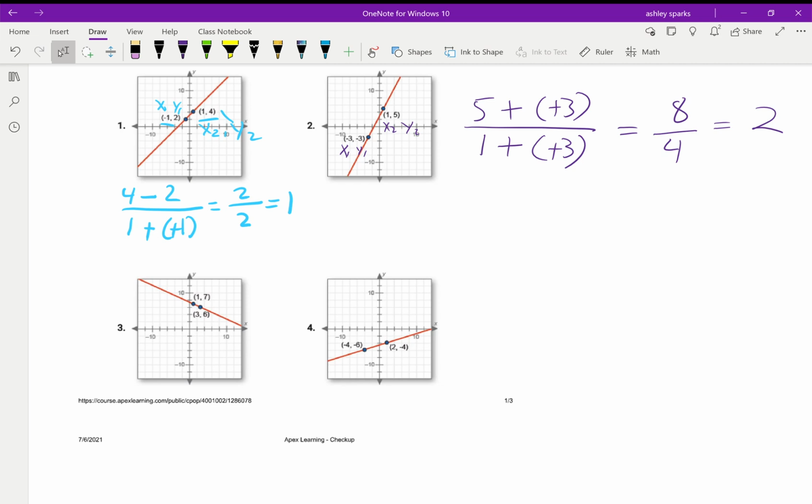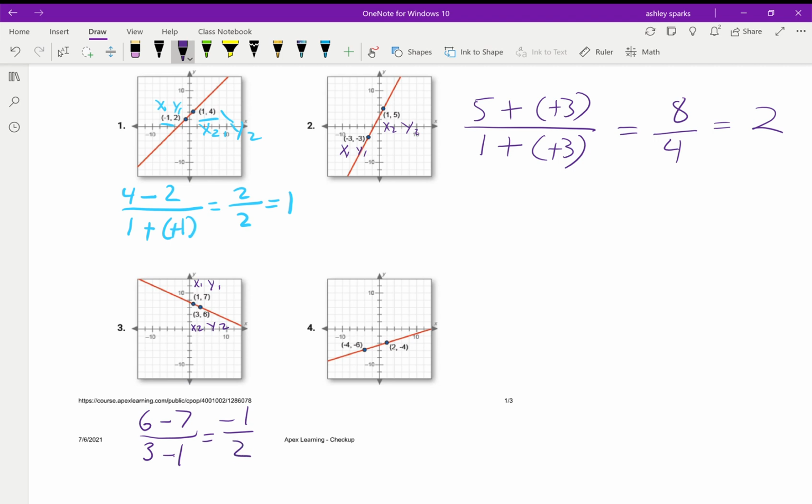My next one, I'm going to start with x1, y1, x2, y2. Again, I'm reading this from left to right. That's how I'm labeling them. If you flip them, as long as you're consistent, it should stay the same. But y2 for me is 6 minus y1, which is 7. x2 is 3 minus x1, which is 1. So 6 minus 7 will give me -1. And 3 minus 1 would give me 2.